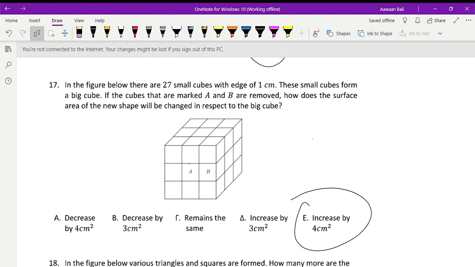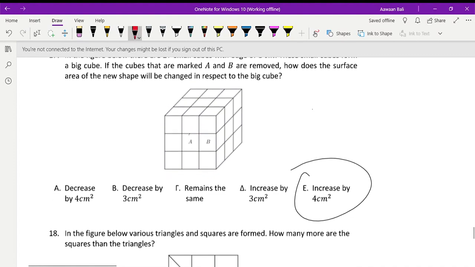Now, question number 17. In the figure below, there are 27 small cubes with an edge of 1 centimeter. These small cubes form a big cube. If the cubes marked alpha and beta, so this one and this one, are removed, how will the surface area of the new shape change with respect to the big cube?